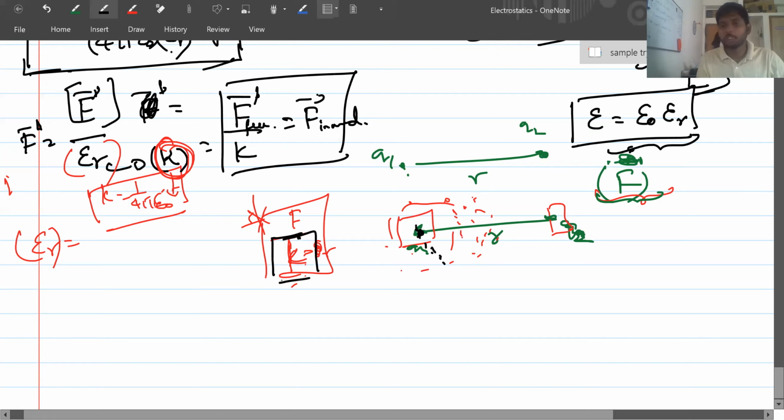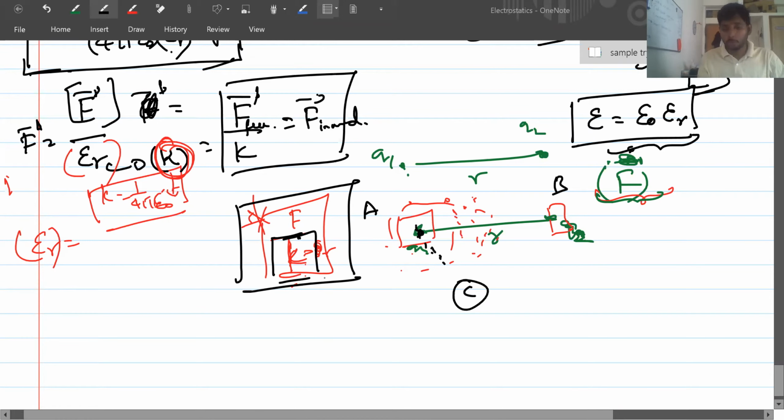You did not get this point? A and B are two charges, and there is a C medium. This force will become F by K now due to the C medium. So the interactive force between Q1 and Q2 is the same now also. But why has this force become F by K?